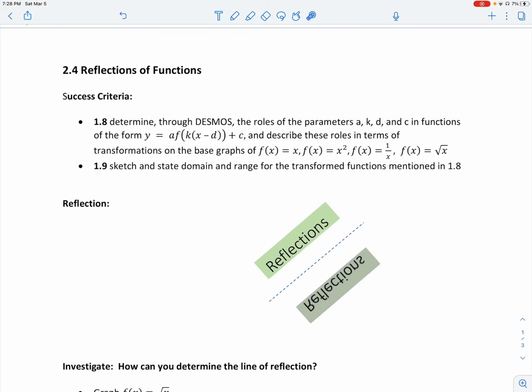Hi, welcome to 2.4 Reflections of Functions. In this video and in this section, we're going to look at a new type of transformation called a reflection.